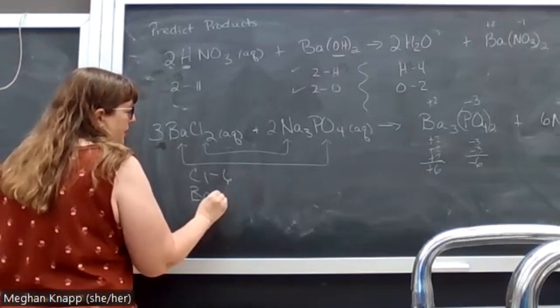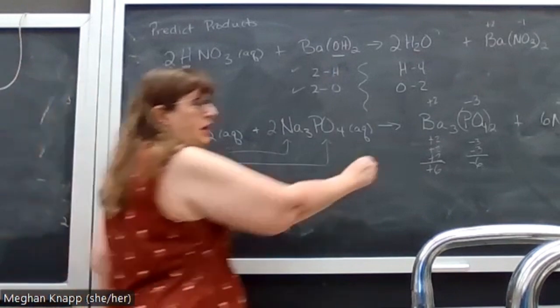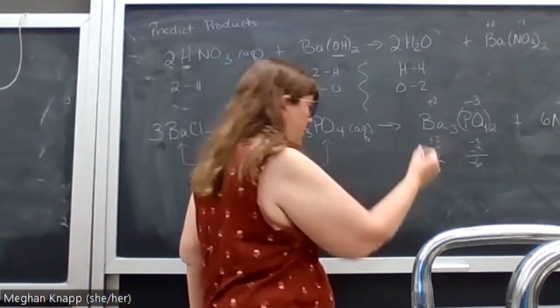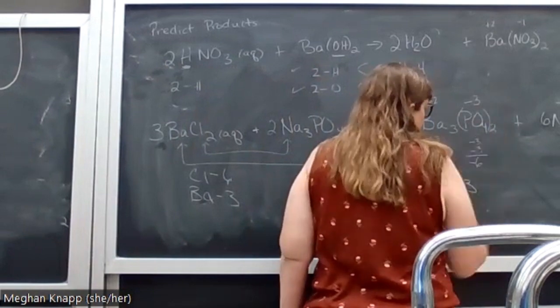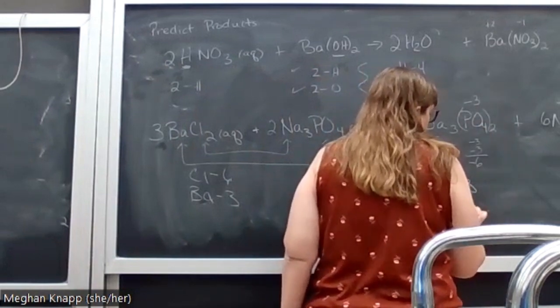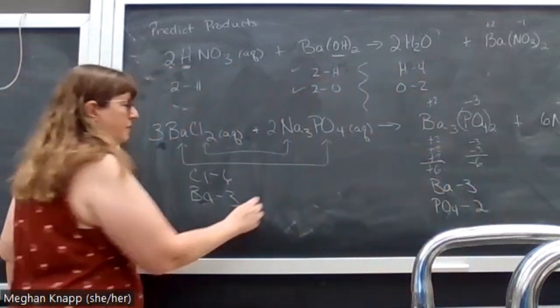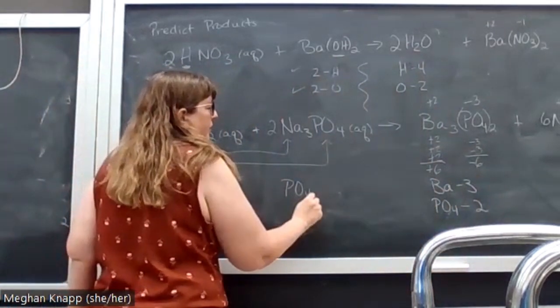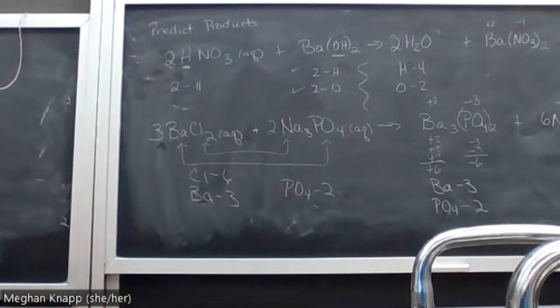And that's going to give me 3 bariums. Well, how many bariums do I have over here? 3. So I'm good on barium. And then I have 2 phosphates. And over here, I have how many phosphates? 2. So that's balanced. That one's kind of a tricky one balancing wise.